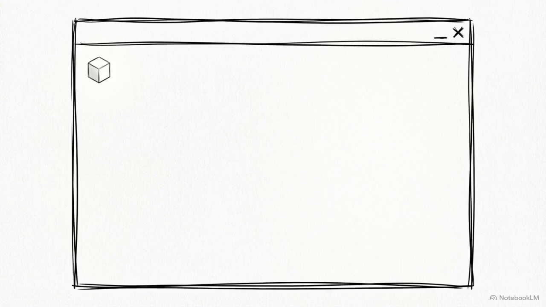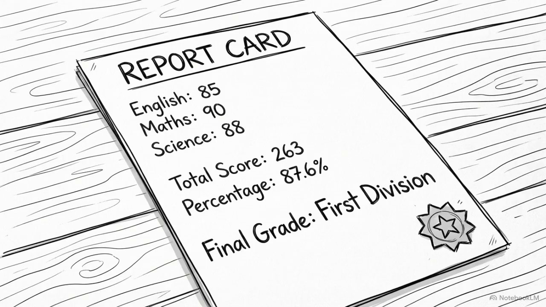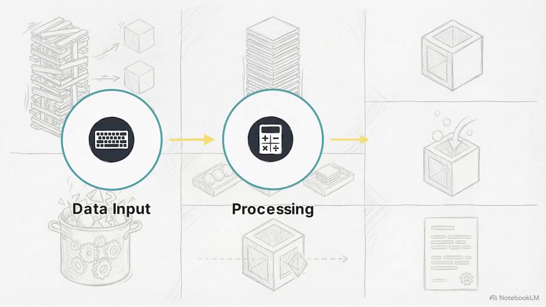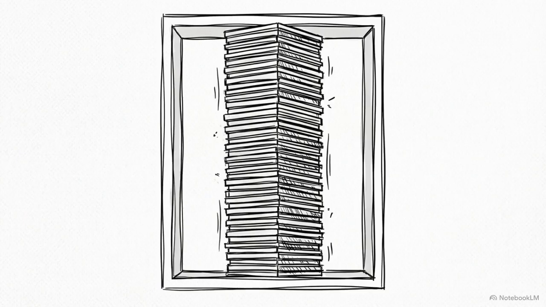Methodical. Open your Python environment. For this exercise, you will need a basic working knowledge of variables, loops, and conditional statements. We are going to start with a standard script designed to generate a student report card. It prompts the user for a name and marks, calculates the math, and prints the result. Right now, it is one long, unstructured block of code.